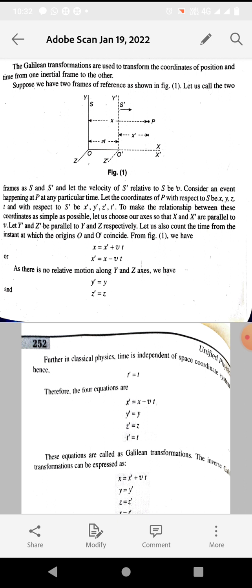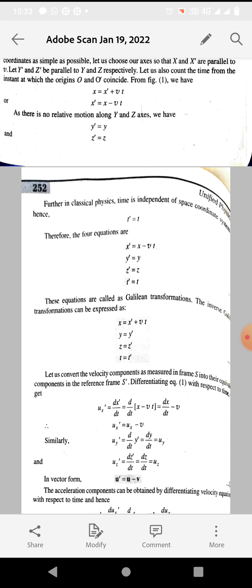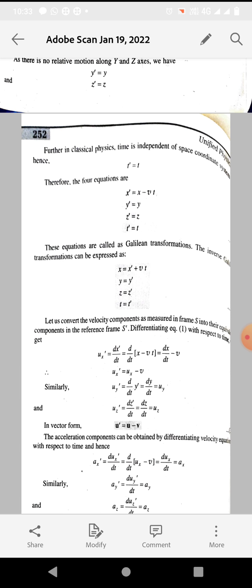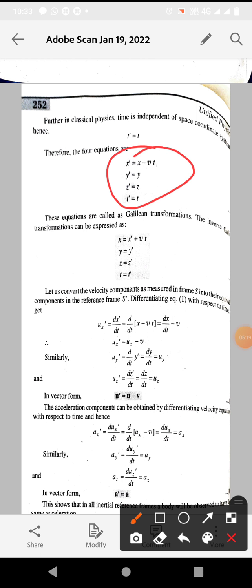As there is no relative motion along the y and z axes, there is no change in the coordinates of y and z, so we simply write y dash is equal to y, z dash is equal to z. Also, in classical physics, time does not change, so t dash is equal to t. Therefore, the four equations in order are: x dash is equal to x minus vt, y dash is equal to y, z dash is equal to z, t dash is equal to t. These four equations are called the Galilean transformation equations.